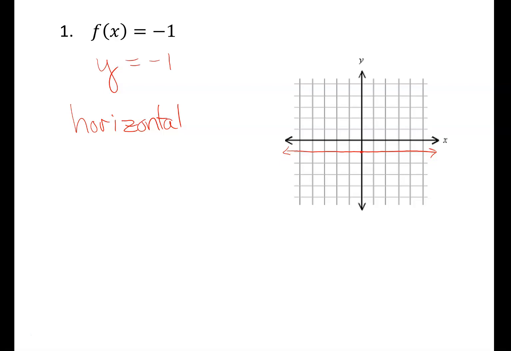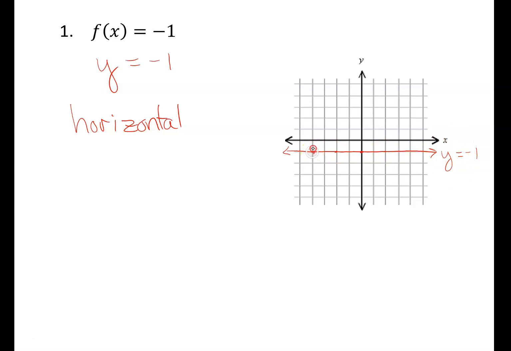And if you wanted to label it, you could label it. I will not require that you do that. But it should make sense to you that the name of this line is y equals -1. Because if we were to start naming ordered pairs on this line, they would all have a y-coordinate of -1.